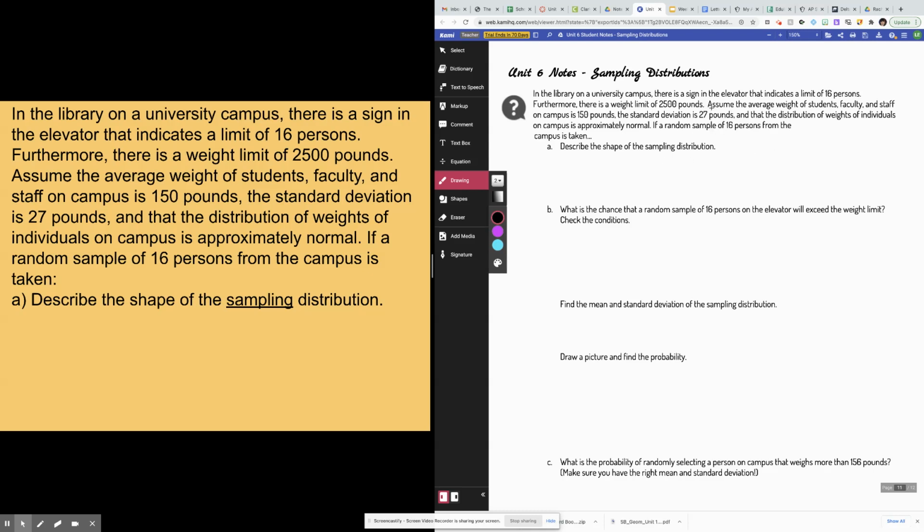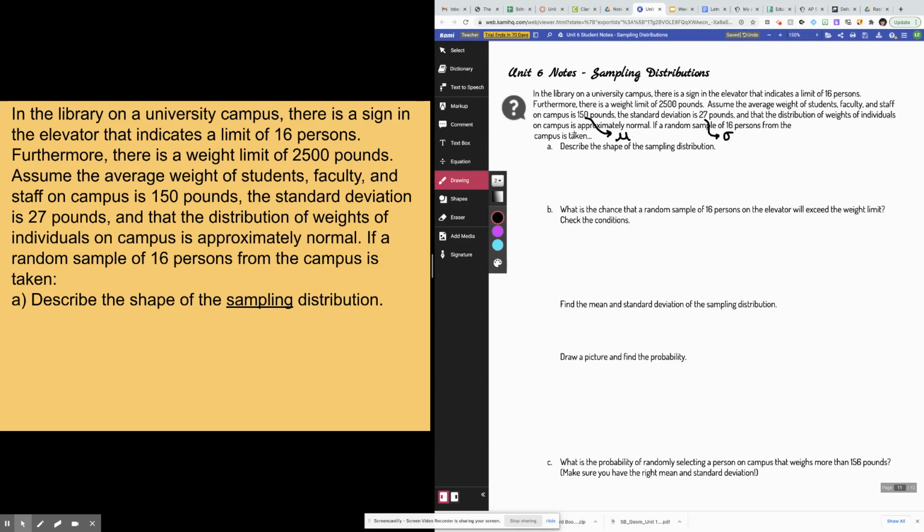Okay, so if we go through and look at this, we're talking about weight in an elevator. The elevator, they say they limit to 16 people. There's a weight limit of 2,500 pounds. And then they're saying we can assume that the average weight of everyone is 150 pounds. So that's our population mean. Standard deviation is 27 pounds. So that is our population standard deviation.